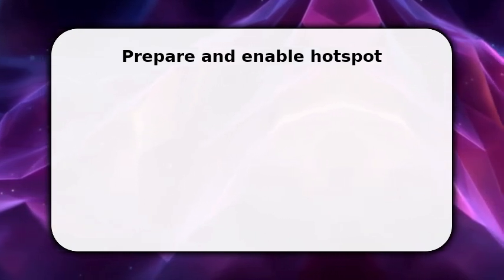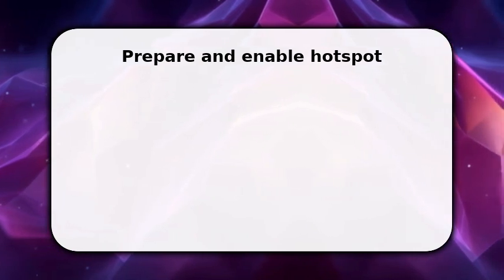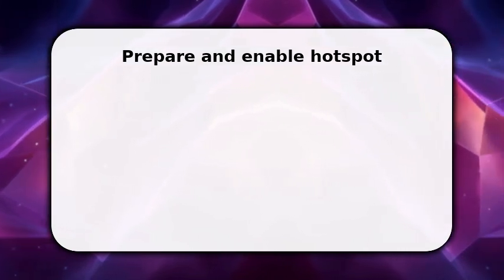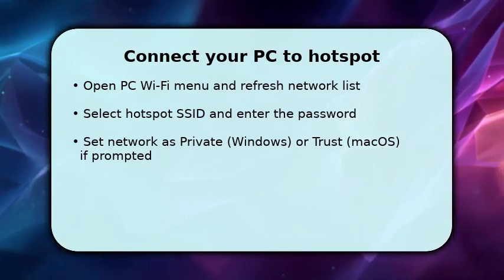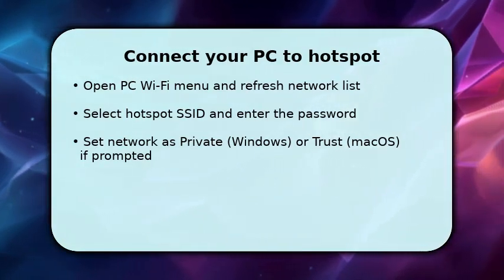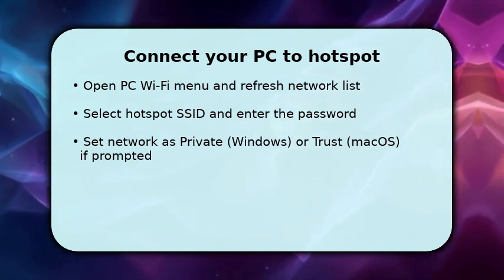Once done, keep the Hotspot screen visible so you can confirm connections and adjust timeout or allowed devices before you move to the PC. Now move to your PC and open the Wi-Fi menu. Refresh the list if you don't immediately see the hotspot. Choose the phone's SSID and enter the password you set.